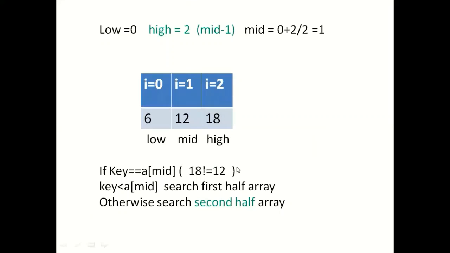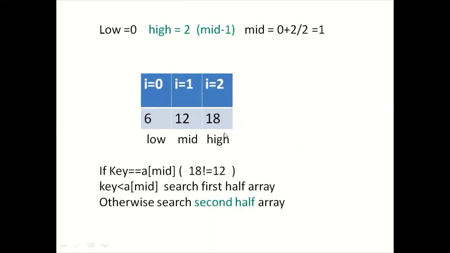Now again, the binary search process is repeated. The key value 18 is not equal to 12. So again we have to divide the array into 2 halves. Now here the key element is greater than 12, so we have to search the second half.